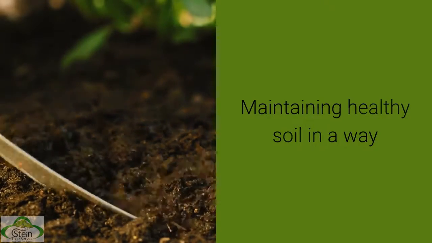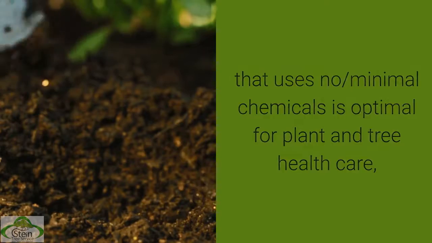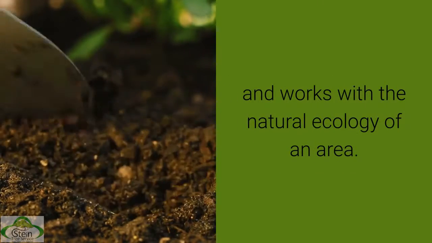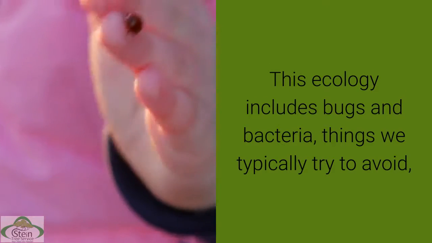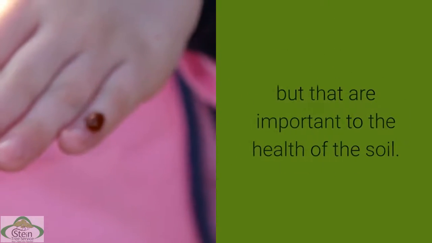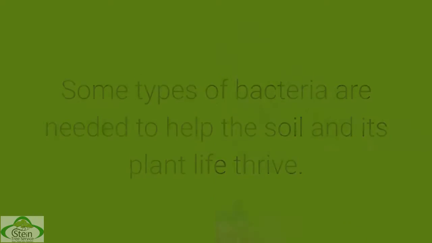Maintaining healthy soil in a way that uses no or minimal chemicals is optimal for plant and tree health care because this type of health is more sustainable and works with the natural ecology of an area. This ecology includes bugs and bacteria, things we typically try to avoid, but that are important to the health of the soil. Some types of bacteria are needed to help the soil and its plant life thrive.